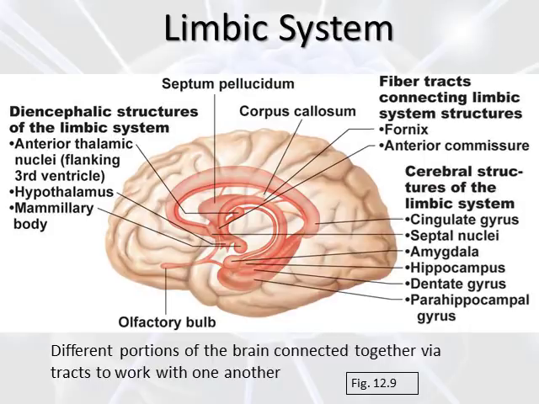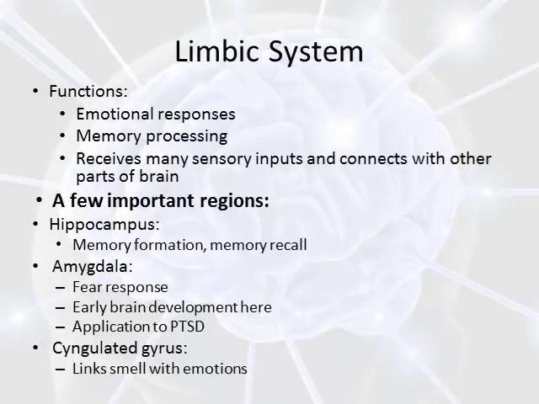What we know about the limbic system is that it's kind of the connection. One example is a connection of your smell sensation to the memory centers of your brain, and that's why there's a strong connection there, and that's why we have so many associations with smell and memory. That's one example of this. The limbic system is interconnected portions of the brain that work together to achieve their functions. Different roles of the limbic system include emotional responses, memory processing, and receiving many sensory inputs and connecting all of these sensory inputs to other parts of the brain.